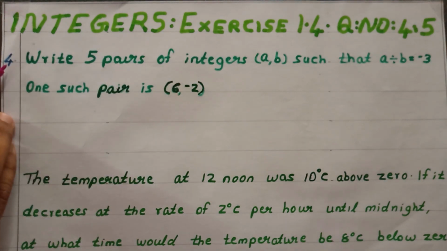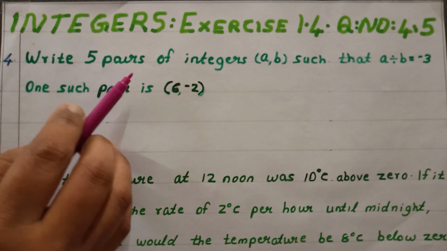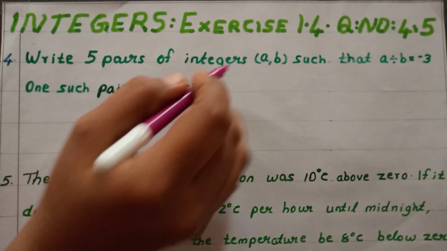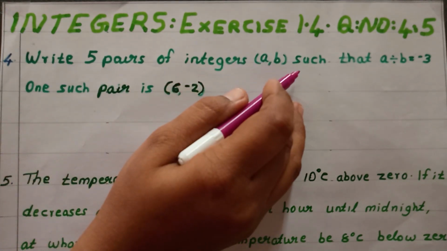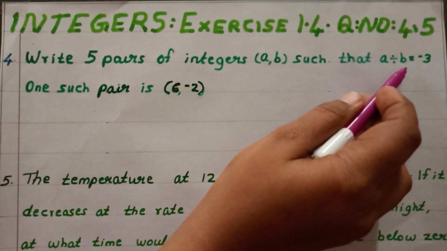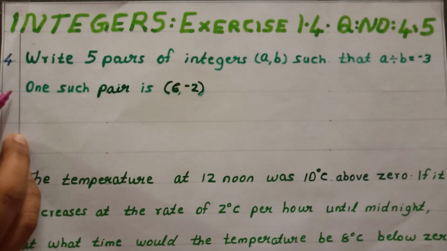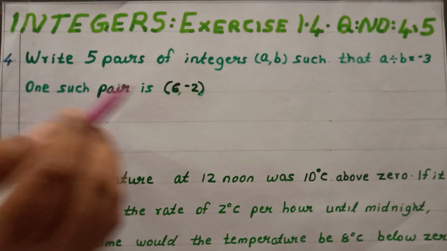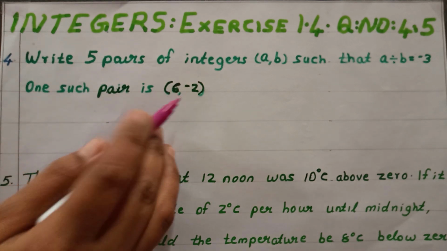Today we can discuss question number 4 and 5 of the exercise 1.4. The fourth question says: write 5 pairs of integers a comma b such that a divided by b equals minus 3. They have given one example like this, 6 and minus 2.